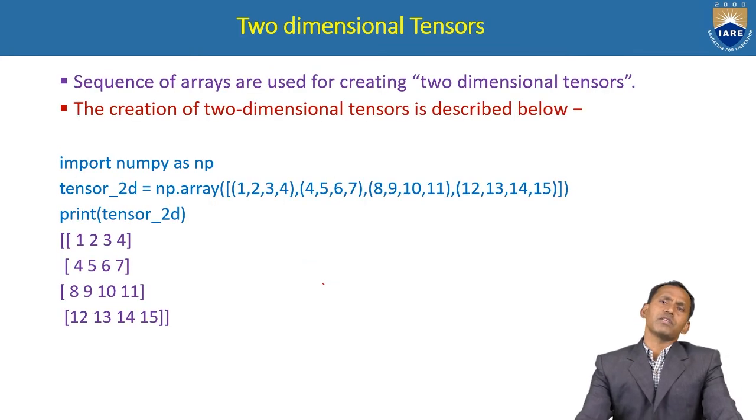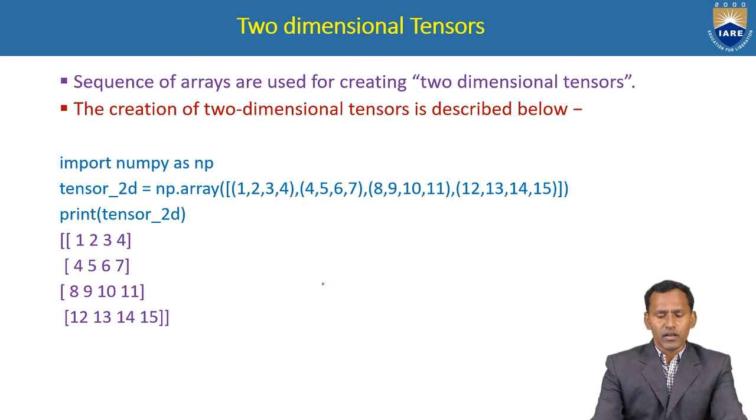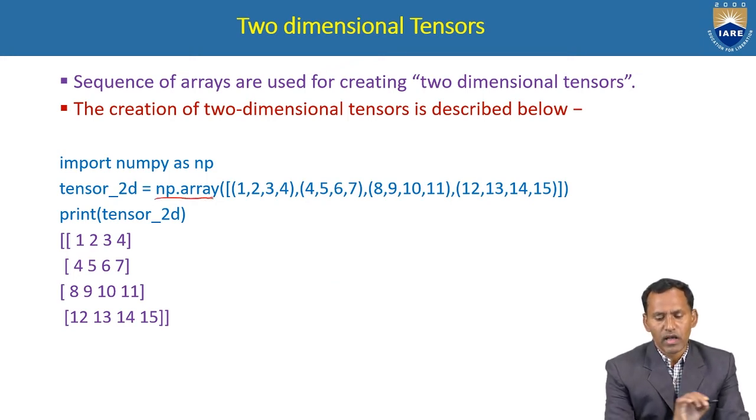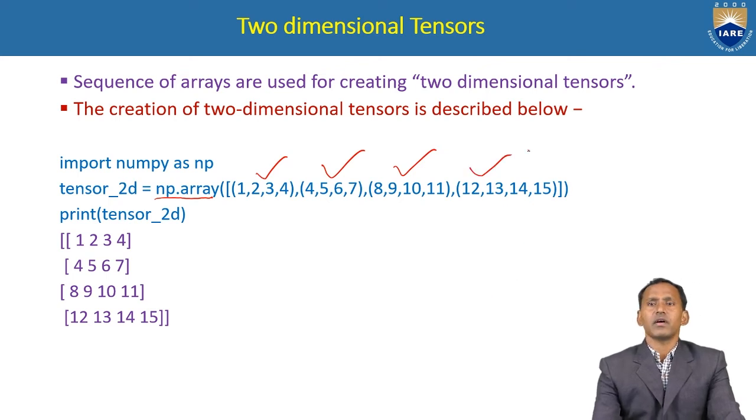And coming to two-dimensional tensors. A two-dimensional tensor is a sequence of arrays. The creation of a two-dimensional tensor is described below. Here, by using np.array, 1, 2, 3, 4 is one tensor, 4, 5, 6, 7 is another tensor, 8, 9, 10, 11 is a third tensor, and 12, 13, 14, 15 is the fourth one-dimensional tensor. That means we are combining four one-dimensional tensors to create a two-dimensional tensor.